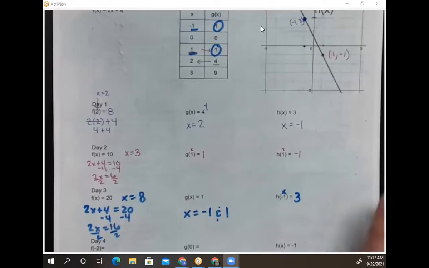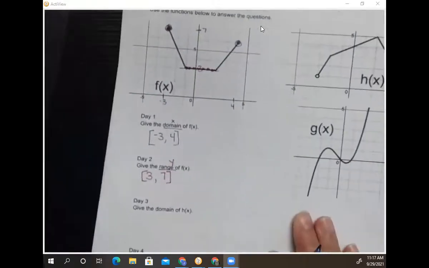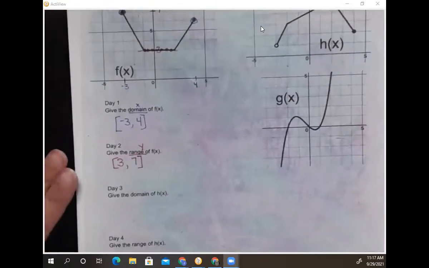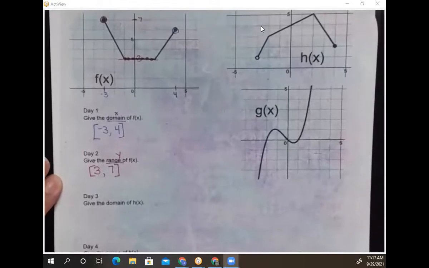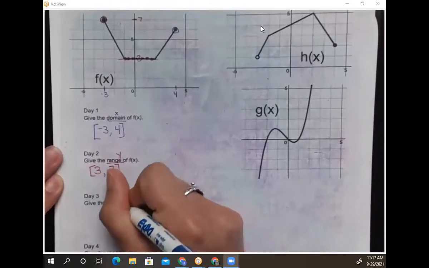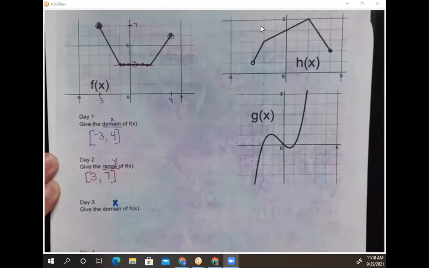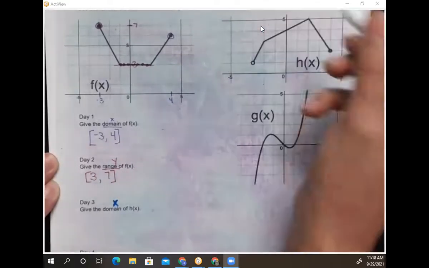Okay, if you would for me then, flip to the back side. Flip to the back side and let's talk about that domain range problem. So for today, we're going to talk about the domain of h of x. Remember, domain are the x values. So we're going to talk about what x values can I have for h of x. So that's this graph right here.